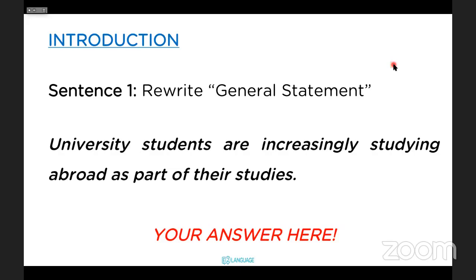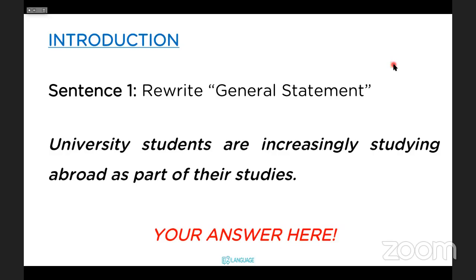30 seconds left. Suda says, a growing number of university students opt to study abroad nowadays. Good, perfect. Julia says, the students at the universities tend to complete their study overseas. Not quite, Julia. You've missed the increasing part about it. Nisha says, currently, many people are preferring to study abroad at universities. Good, not bad. Well done.